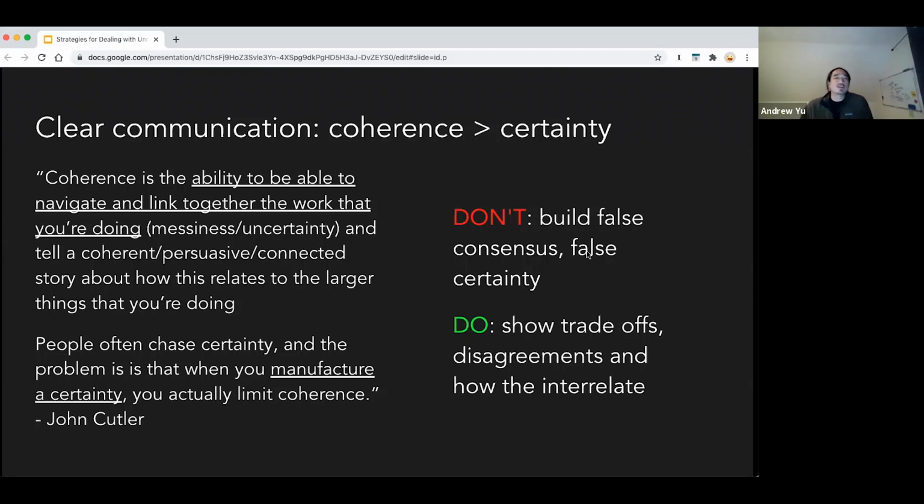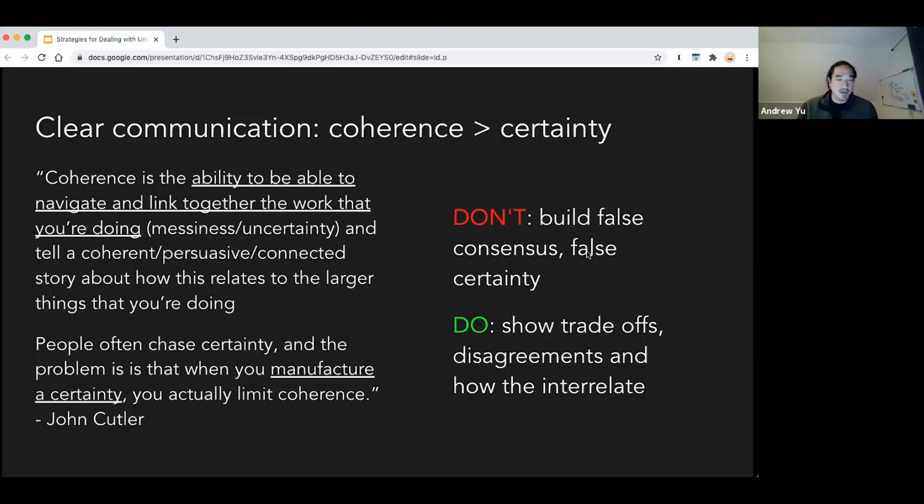But clear communication doesn't mean certainty. It means coherence over certainty. And the way that he describes coherence is that it's the ability to navigate and link together the work that you're doing, so the messiness and all the uncertainty, and tell a coherent, persuasive, connected story about how it relates to the larger things you're doing.